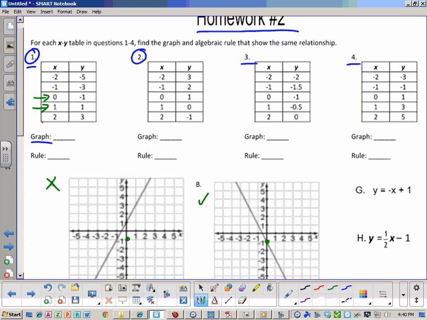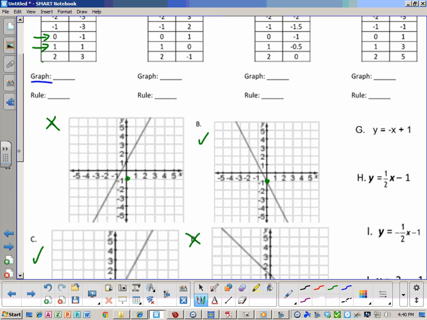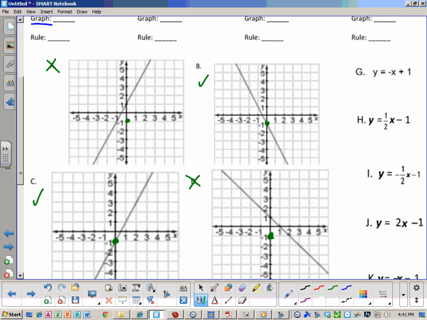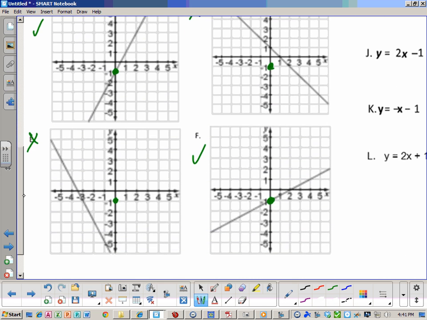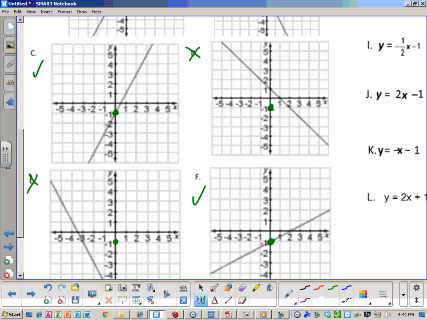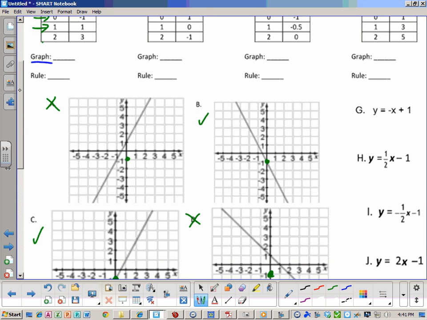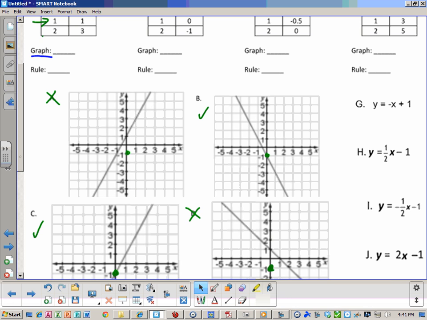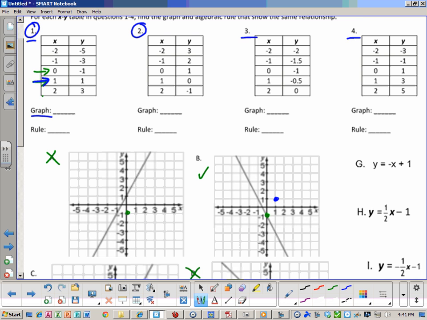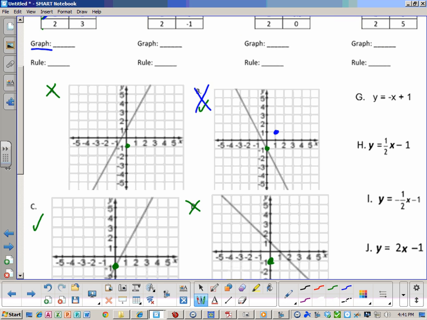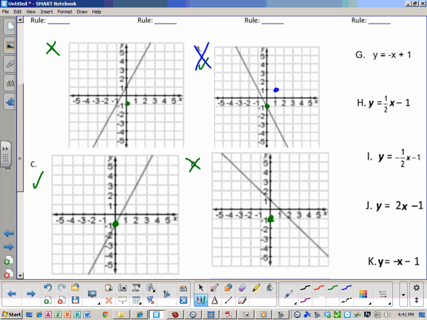I'm going to pick the point 1, 1. I don't have to do the ones I already crossed out. All I have to do is B, C, and F, because A and the other ones already proved false since they didn't have the point 0, -1. So first I'll do B. Does B have the point 1, 1? No, B does not have that point 1, 1. So B is not it. It had one of the points, but not all of them.